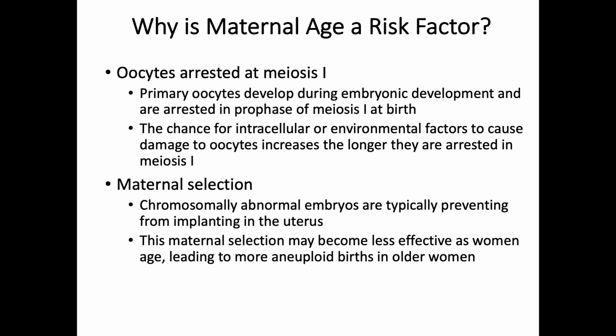When the woman gets older, the oocytes may have more damages. That's the main reason. And the second reason is maternal selection. Chromosomally abnormal embryos are typically prevented from implanting into the uterus. However, this maternal selection may become less effective as women age, leading to more aneuploid births in older women. By learning this course, I hope I can convince you not to have babies too late. In my personal opinion, before 30 is probably the best.